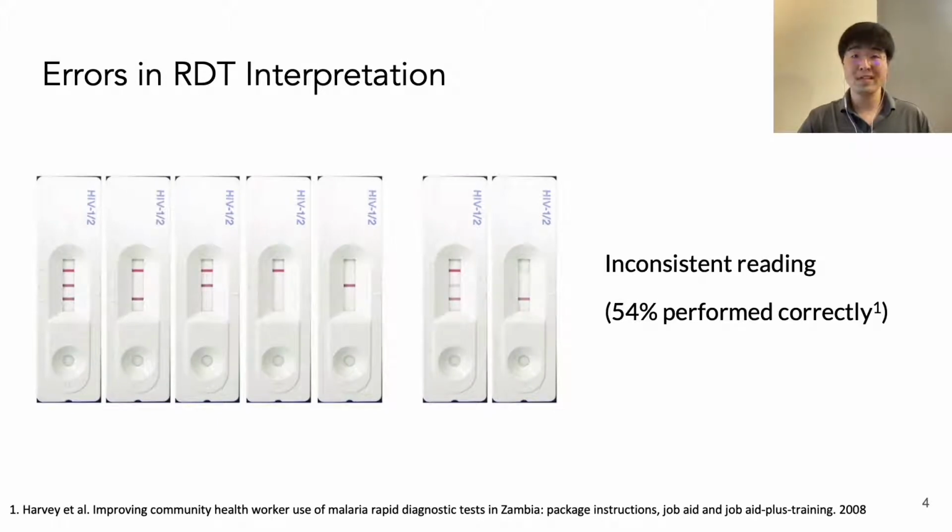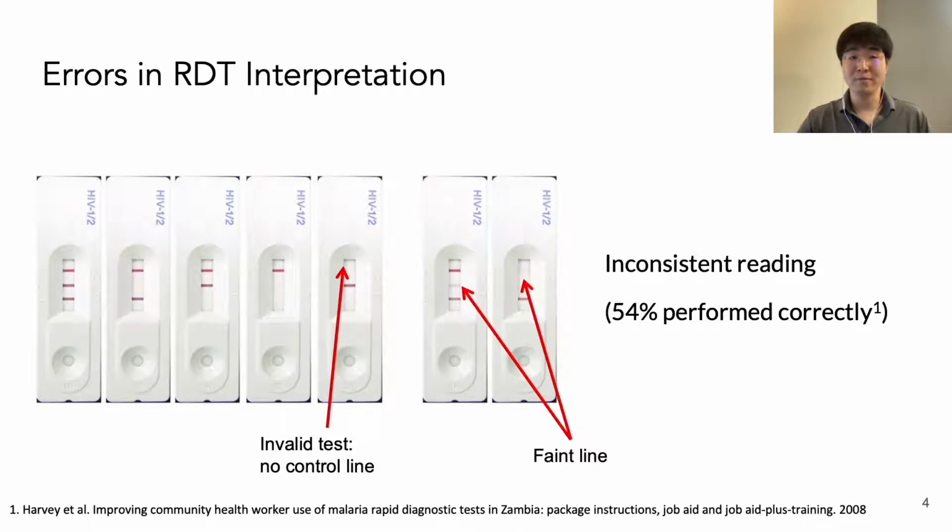RDTs are intended to be easy to read and interpret. If a person has a positive test, multiple lines should appear in the result window. However, some of these lines can be faint due to low viral concentrations, so novice users may struggle to reach the correct diagnosis. Previous work found that only 54% of the participants were able to interpret the test lines correctly, with the most common mistakes being failure to read the faint positive lines or identify invalid results. These failures could lead to fatal consequences, such that patients could be mistreated or left untreated.